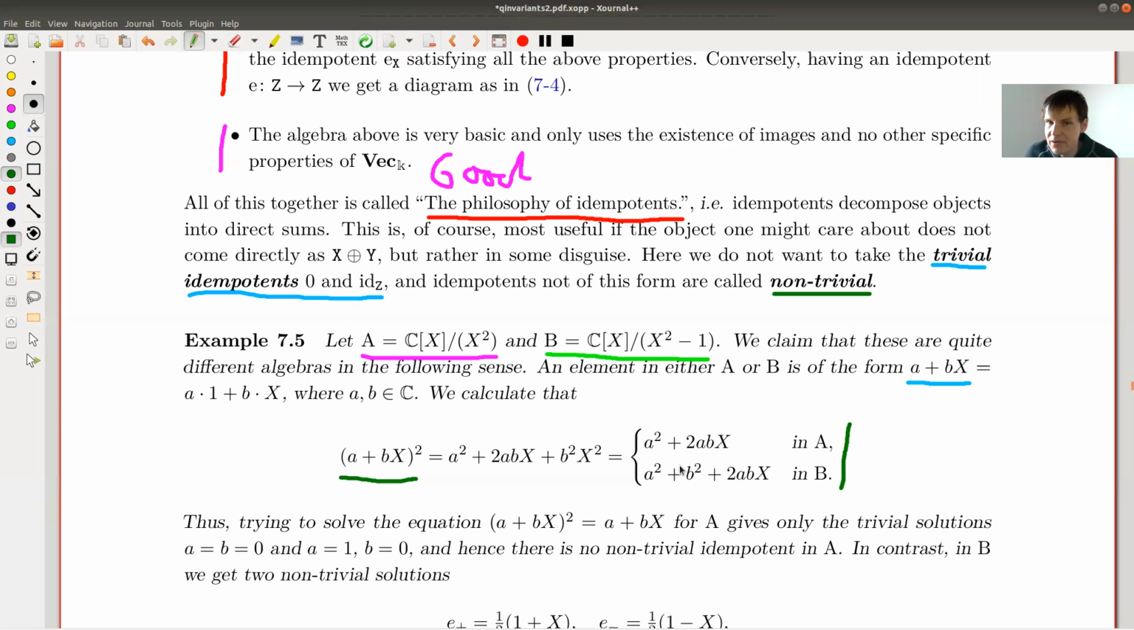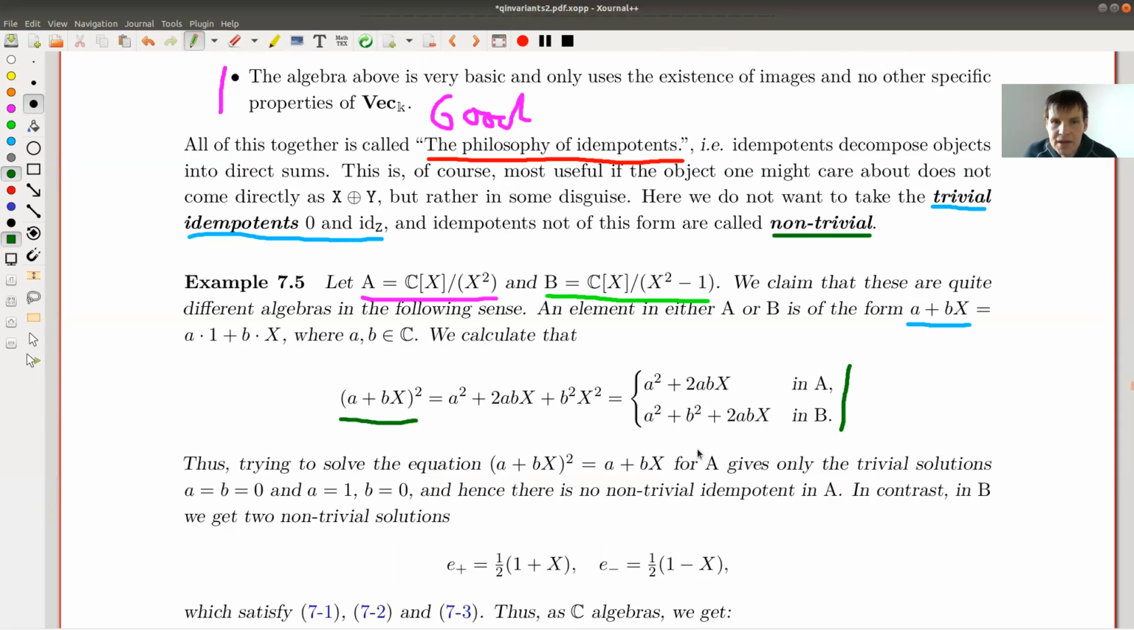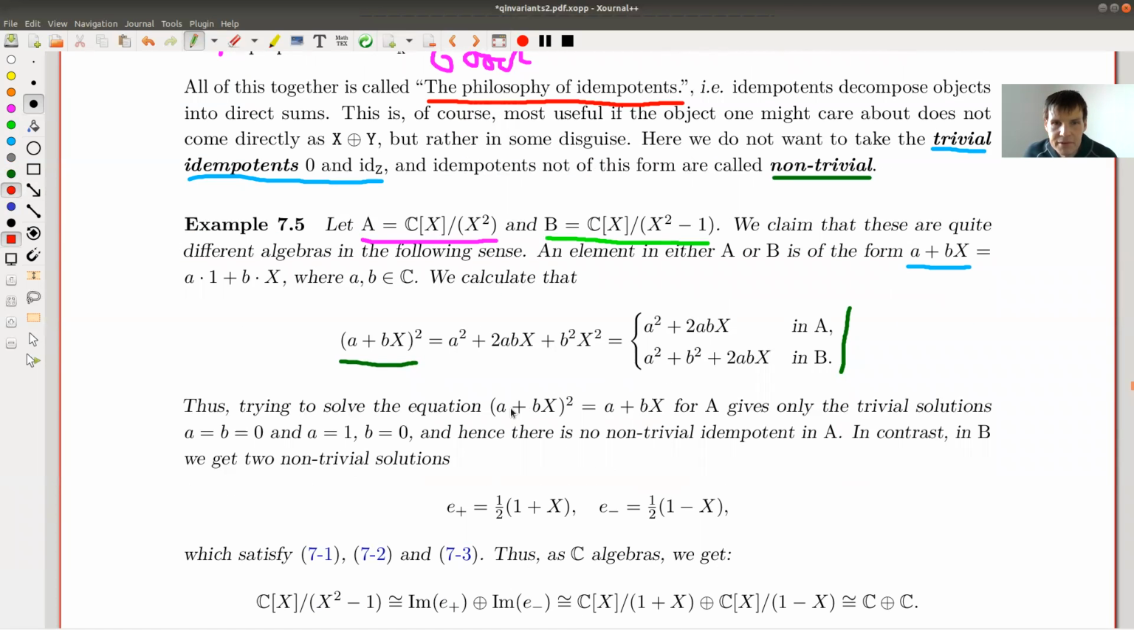And they look very similar. It's an equation you need to solve in A and B. And the equation you want to solve is this one. And you want to find idempotents. So you want to solve this equation. So you want to find a and b such that this equation works. And you will try this in A. So you just in A. So this was this purple thing.